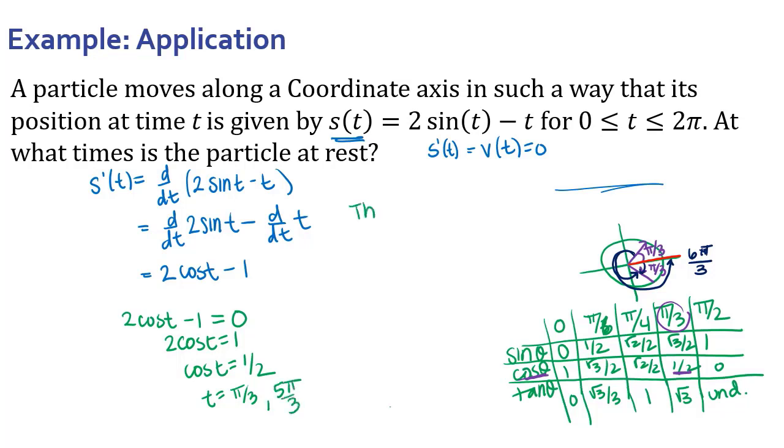So we can say the particle is at rest at pi over 3, and 5 pi over 3. The problem did not tell us the units, so at time t equals pi over 3 and 5 pi over 3.